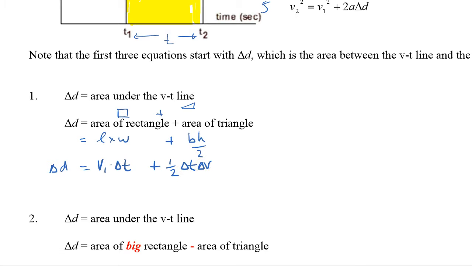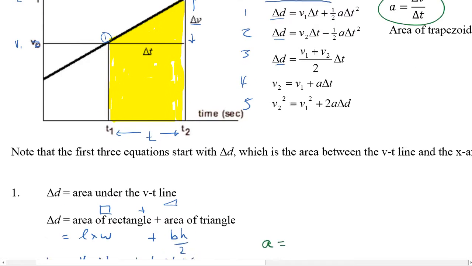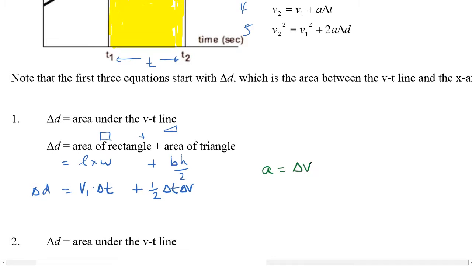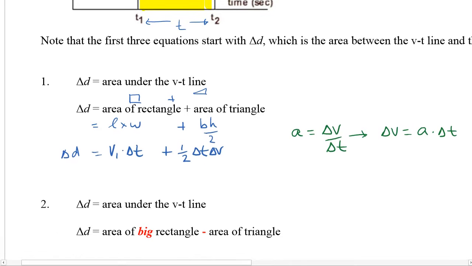Alright, this is the part where you're going to bring in acceleration, and this is also here, the definition of acceleration is delta V over delta T. So if I take that and I solve for delta V by multiplying both sides by delta T, I'll get A times delta T. And that's what I'm going to do. I'm going to substitute that delta V is equal to A delta T.